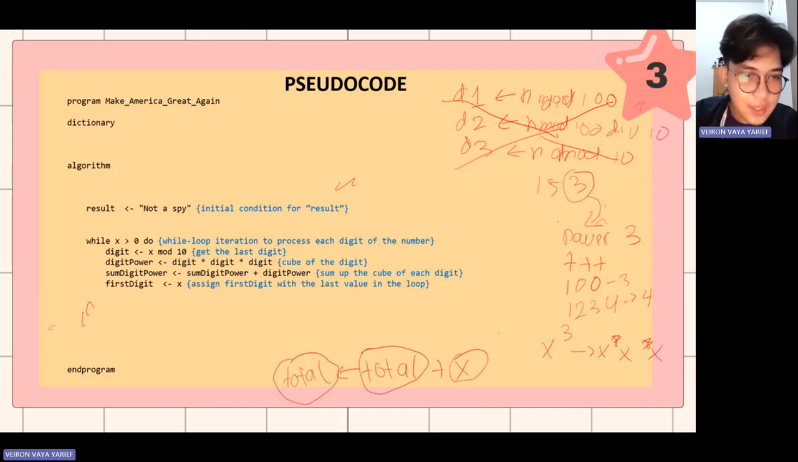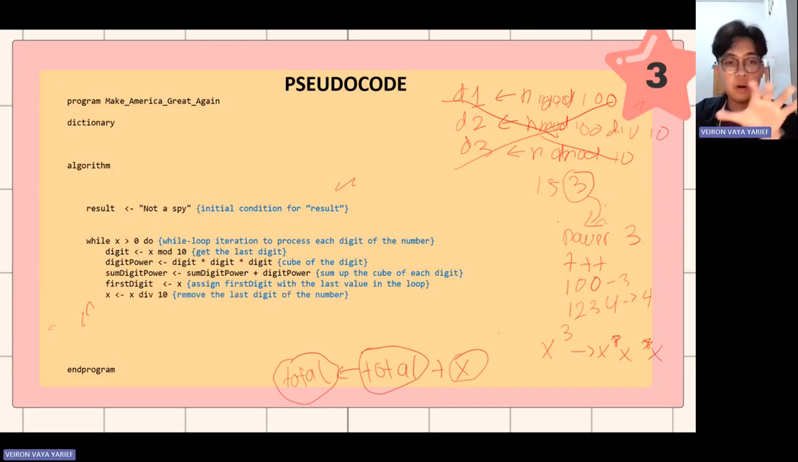But why do we assign it with x? Because x changes value on every operation, right? x equals x div 10. Here, where do I write this? For our first iteration, we will do 153. The first iteration will take 3.